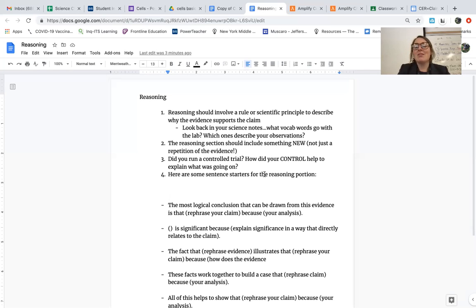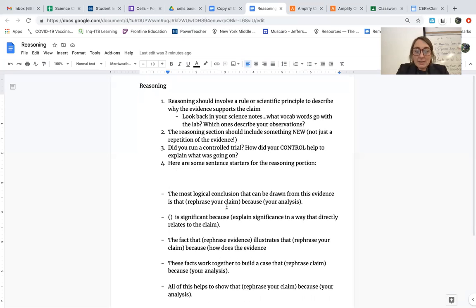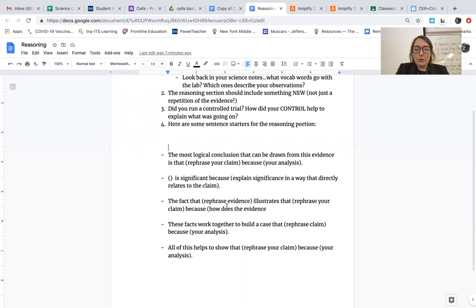So here are some sentence starters that you can use while you work in your lab. Try to avoid the words "it" and "prove," okay? We don't often prove things in science class, but you can say that these facts work together to build a case, or all of this helps to show, but we're not really proving anything yet. We're just sharing our observations and explaining why our evidence supports the claim that we're making.